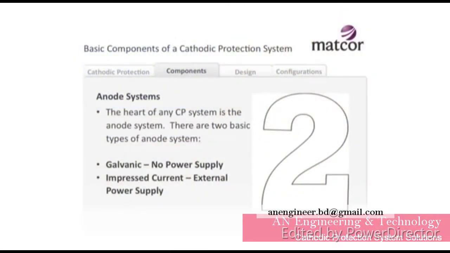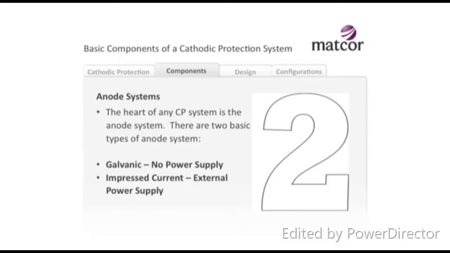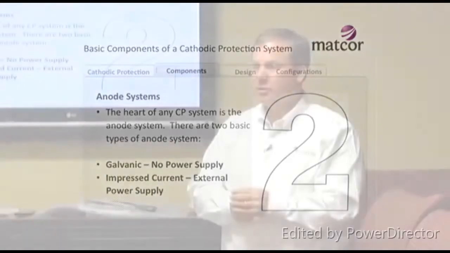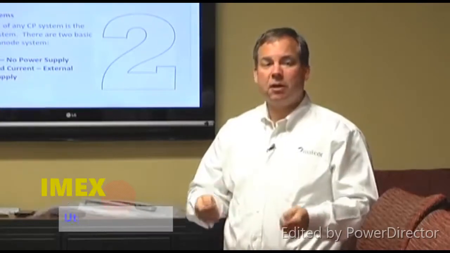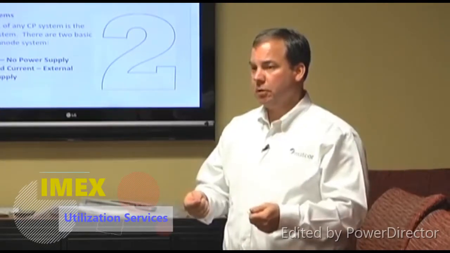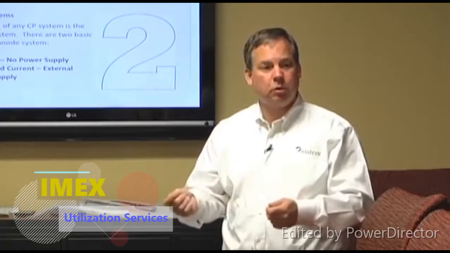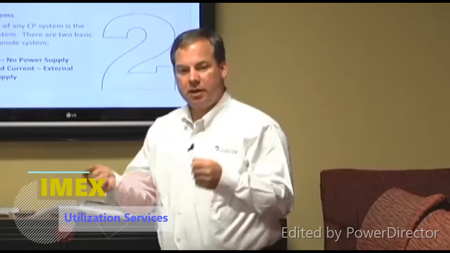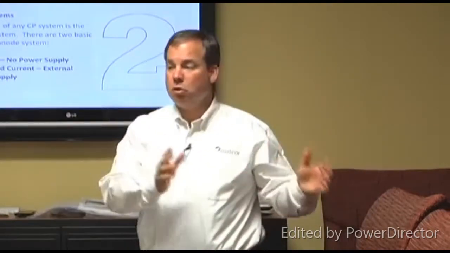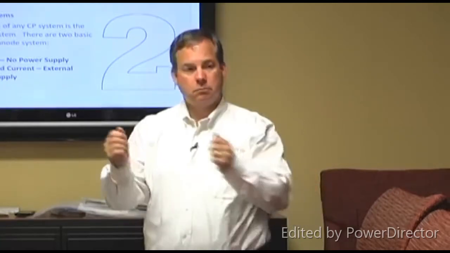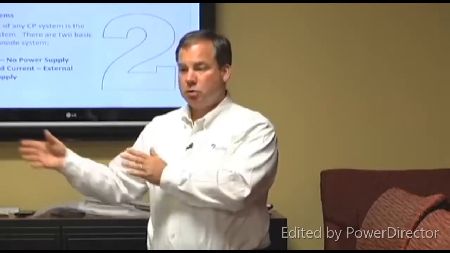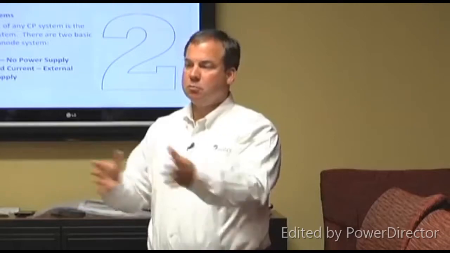But the galvanic anodes have no power supply associated with them. And I'll talk about that in just a second. The impressed current anodes, and that's what we manufacture here at MatCore, are impressed current anode systems. Impressed current anode systems have power supplies. There's pros and cons to each, and we're going to go through that in just a minute. But again, galvanic or sacrificial, no external power supply. Impressed current, you can put as big a power supply on them as the system warrants.